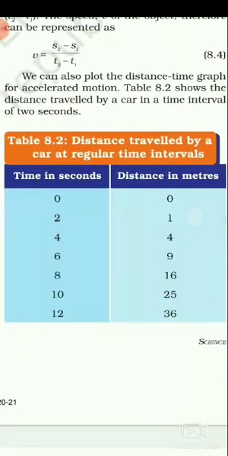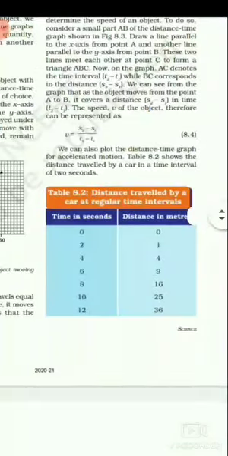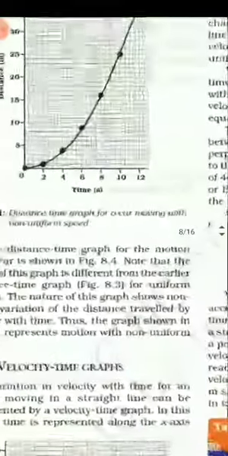Here one table is given, distance traveled by a car at regular intervals of time. From this table it is very clear that the car is not moving with the same speed. The change of time and the change of distance are not directly proportional. So this is an example of non-uniform motion. And the graph we get for this data is this type.